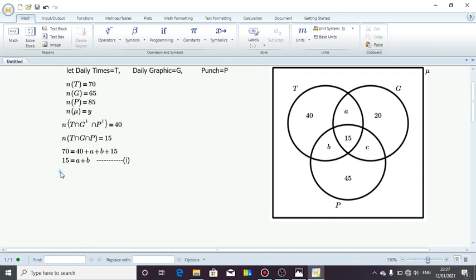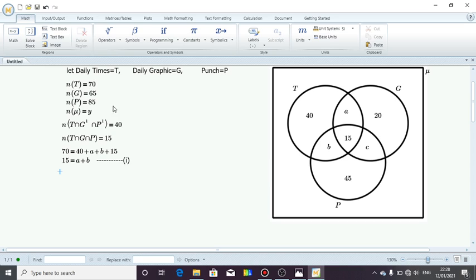Alright, so that is all for the circle for daily times. Take note, if the total that apply for daily times is 70, you add all the values you have in this space. 40, those that apply to only daily times, plus A, those that apply to only daily times and graphics, then 15, those that apply to all the 3 newspapers, which is daily times, daily graphics, and punch. Then B, those that apply to only daily times and punch. So take note of that.